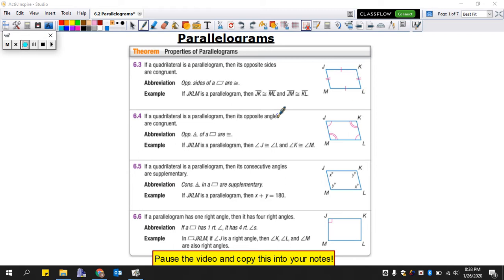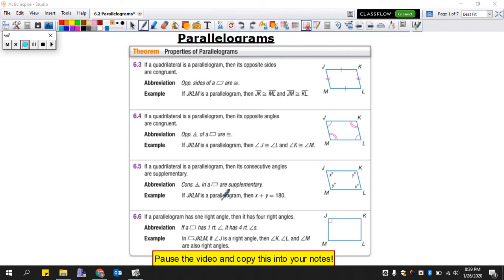Also, if a quadrilateral is a parallelogram, then its opposite angles are congruent. So angle J is congruent to angle L. Angle K is congruent to angle M. They're opposite each other, across the middle from each other.